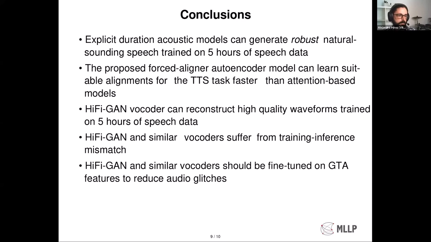Also, the proposed forced aligner auto-encoder model can learn suitable alignments for the TTS task faster than attention-based models. HiFi-GAN vocoder can generate high-quality audio trained on 5 hours of high-quality recordings. And we have experienced how neural vocoders suffer from the exposure bias problem, and that this can be fine-tuned on the ground truth aligned features to reduce the audio glitches.